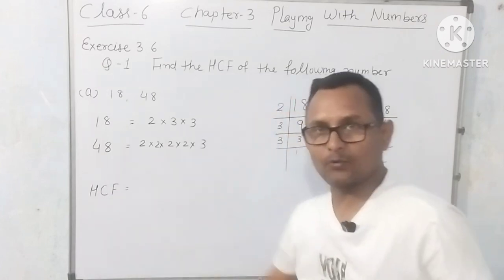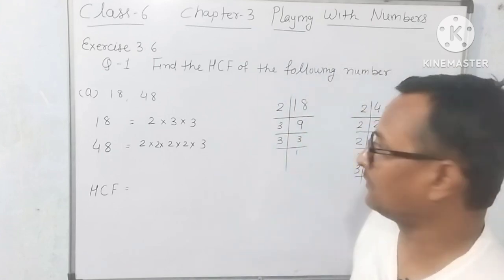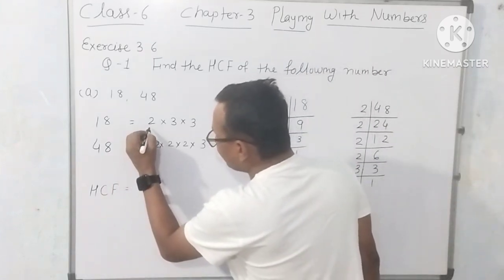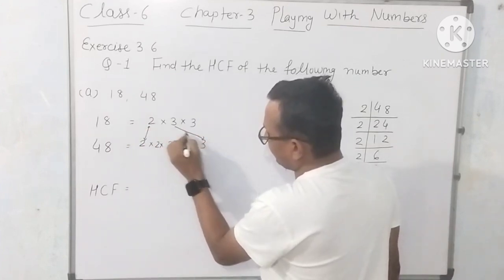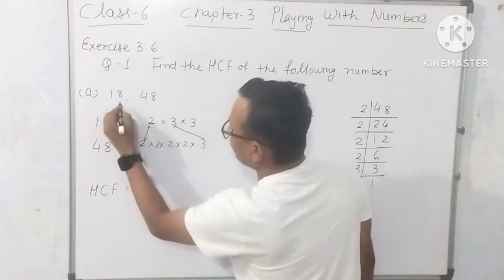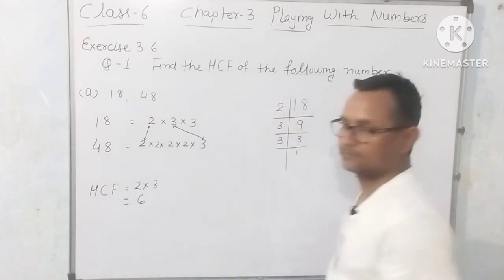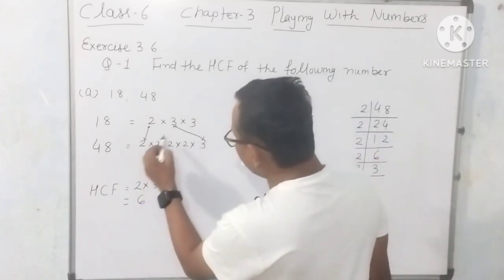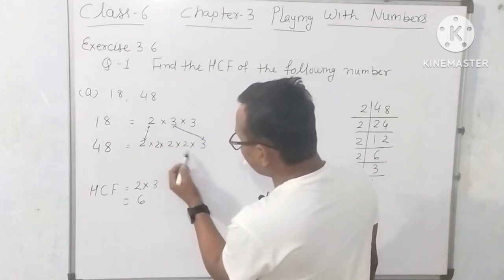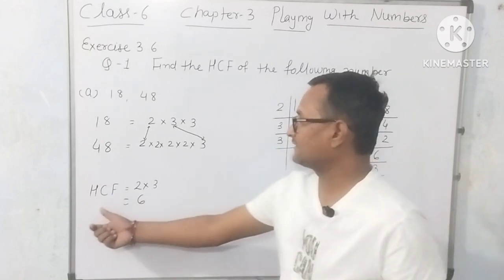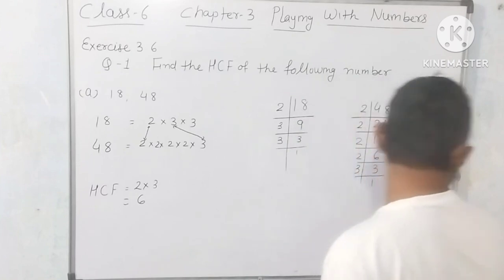Friends, for the highest common factor we have to make pairs of both numbers, or maybe more than 2 numbers. Here the pair is 2 and 3. So the HCF of 18 and 48 is 2 into 3 equal to 6. Here no other pair is making. Here there is a 2, but here another 2 is not there. Here a 3, but here no 3 is there. So we can say the HCF of 18 and 48 is 2 into 3 equal to 6. Now we go for B.